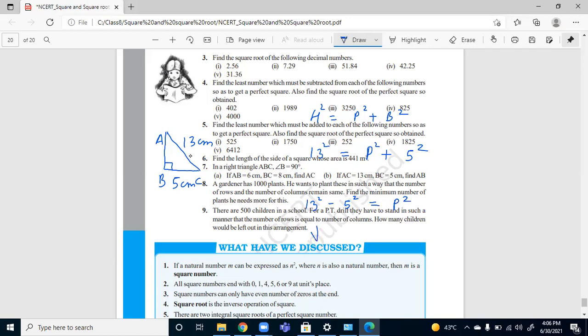So if you take the square root of 13 square minus 5 square, you will be getting the value of perpendicular. Solve it.